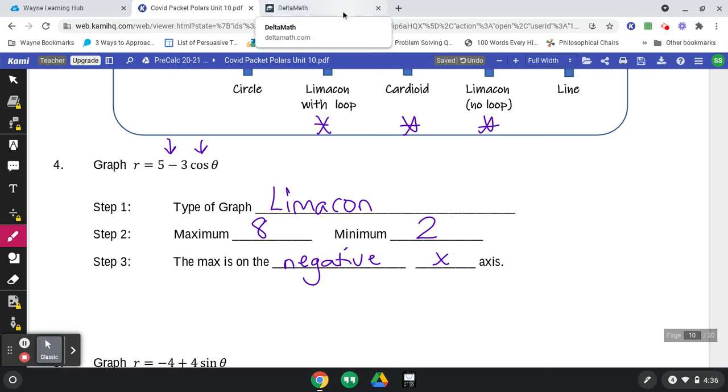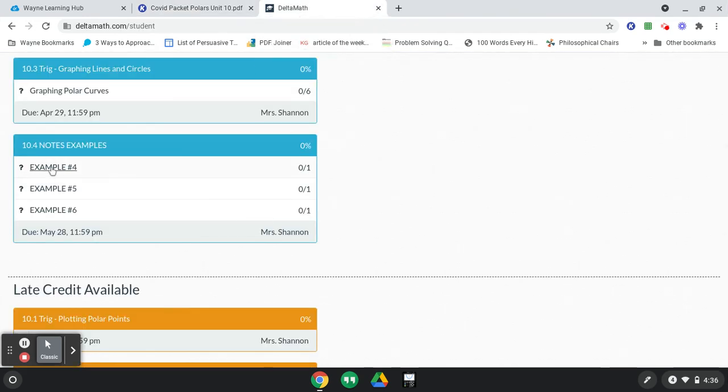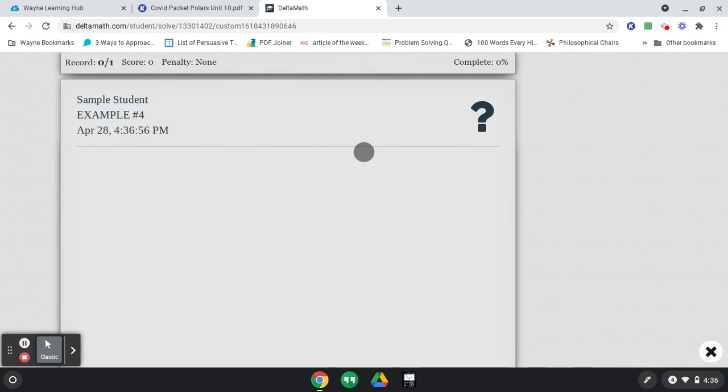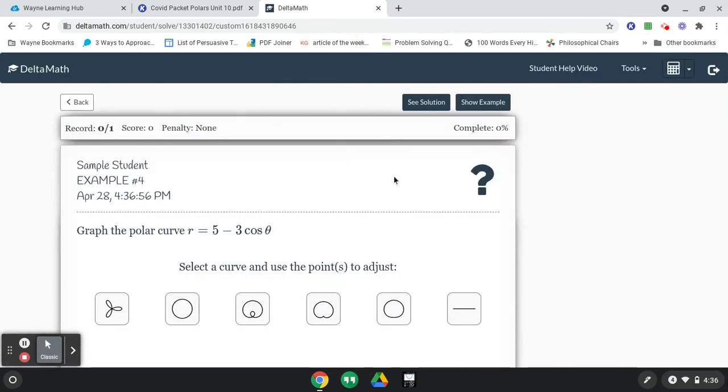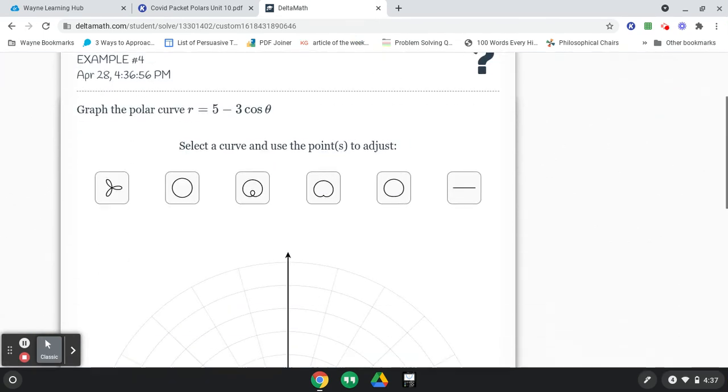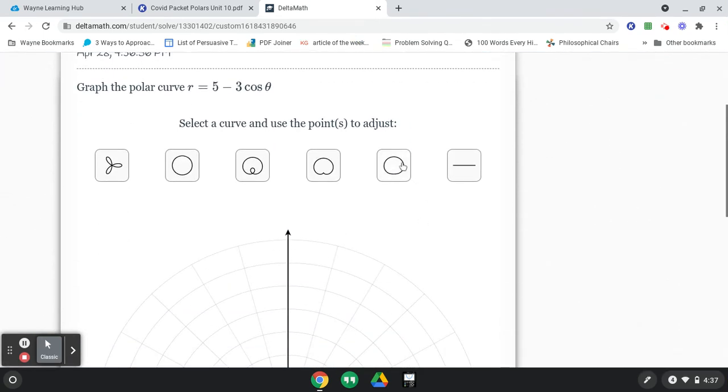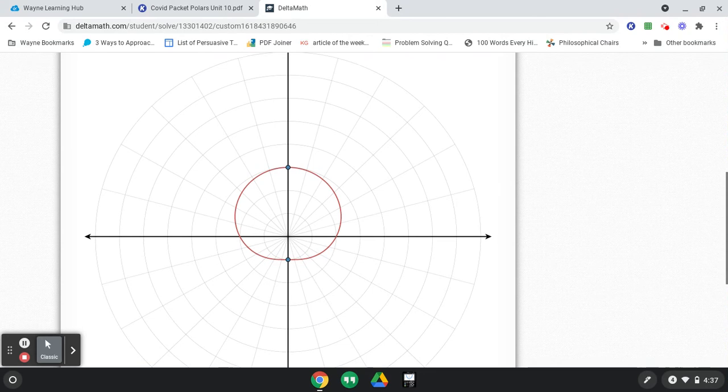All right, so let's pull up Delta Math. Go to example 4. It should read 5 minus 3 cosine, just what we have. We said it was a limacon no loop, so it's going to be this one right here. I'm going to try to go nice and slow so you can work on your Delta Math at the same time you're trying to watch me do the Delta Math here. So I'm going to select the limacon, and you'll see that Delta Math draws it for us.